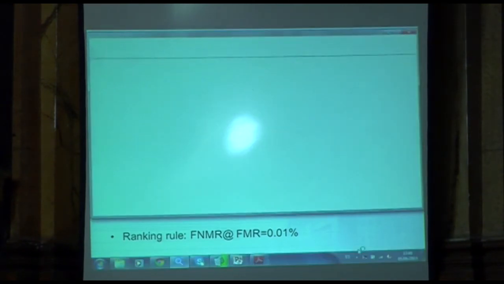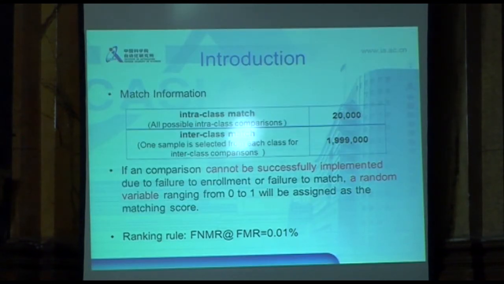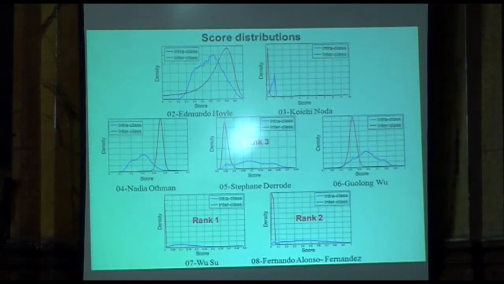And at last, we ranked all the algorithms by their FNMR value when FMR is equal to 0.01%. According to our ranking rule, we found that the 7th, 8th, and 5th algorithms are the top 3 ones, and the first algorithm is still being tested. So we only show the testing results of the other 7 algorithms.